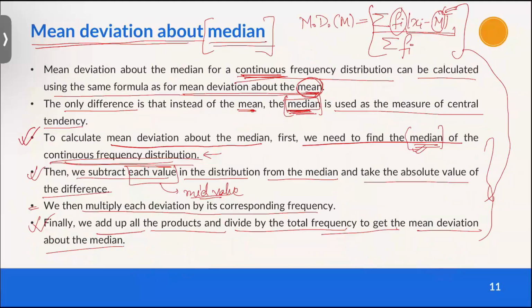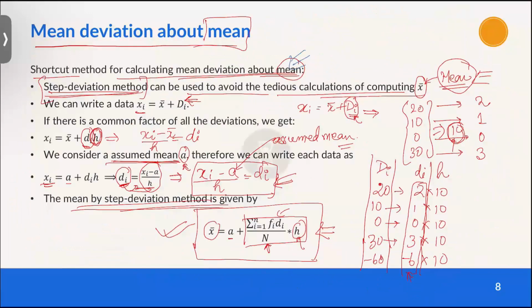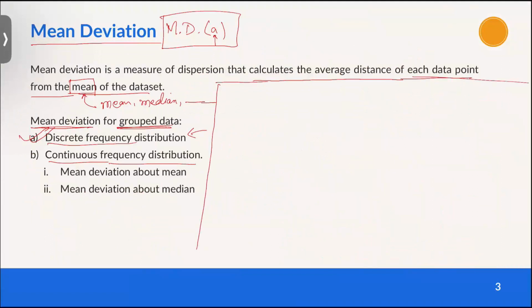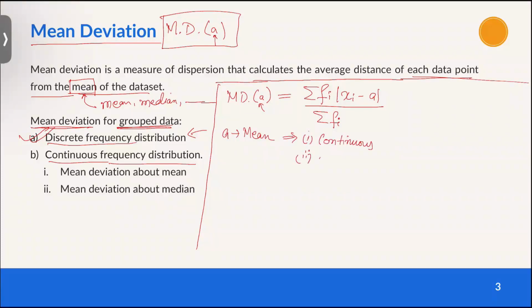Okay, so I'll just summarize. I'm just trying to find a clean slide. Okay, right here we can do it. So the mean deviation about any value a can be written as the summation of fi times |xi minus a| by the summation of fi. Now, calculating this a is important. If a is the mean, you have to calculate the mean of the data. Now it can be of two classes, continuous or discrete.